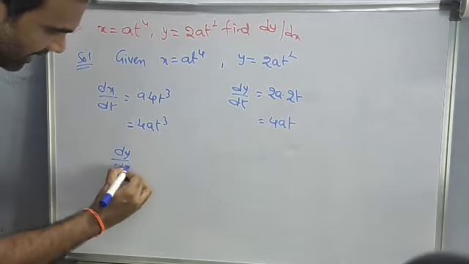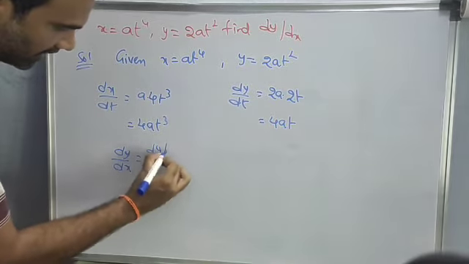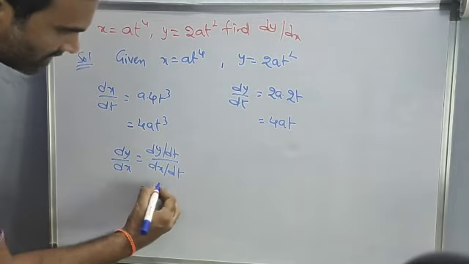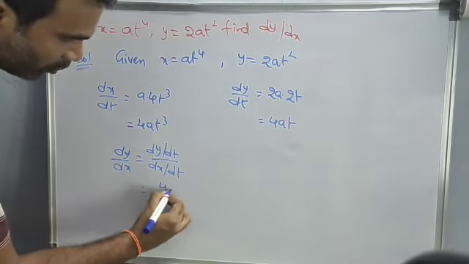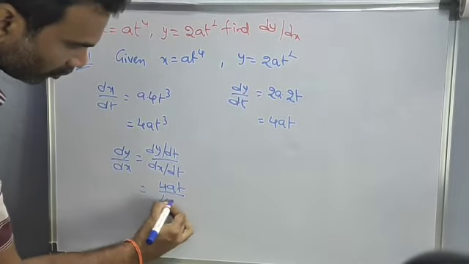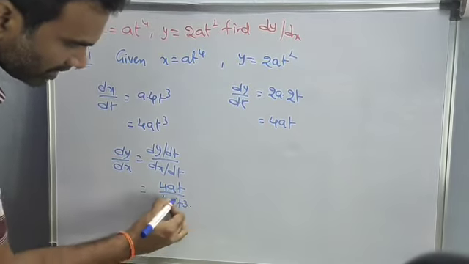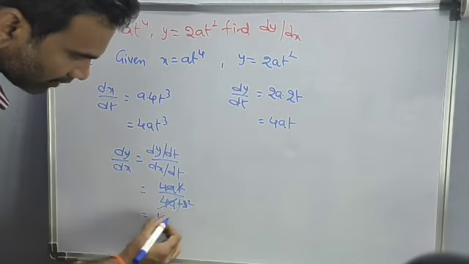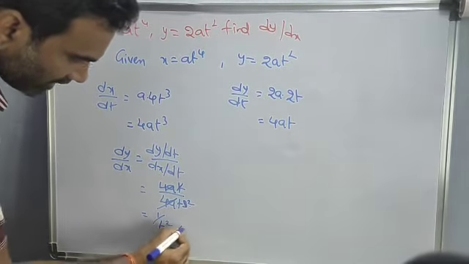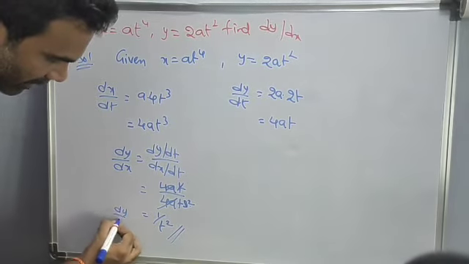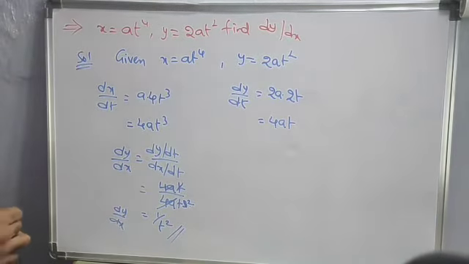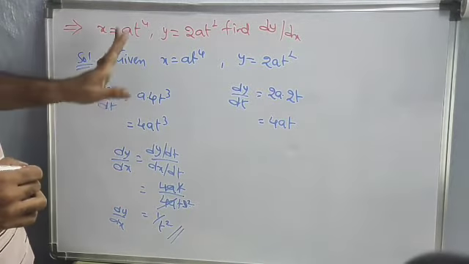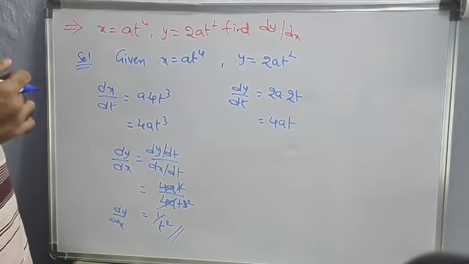So dy by dx equals dy by dt divided by dx by dt. What is the value? 4at divided by 4a t cube. So 4a gets cancelled, t is cancelled here, and I'm getting 1 by t square. So this is the dy by dx value in terms of t. This is the dy by dx value according to this problem.